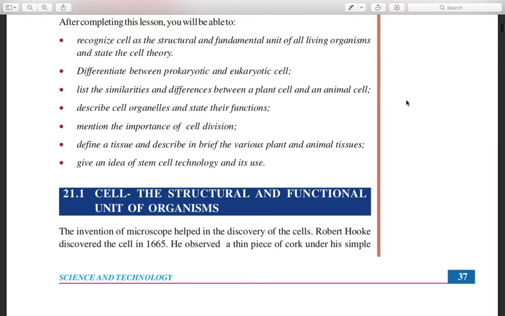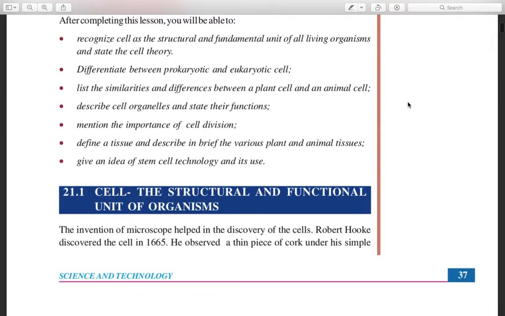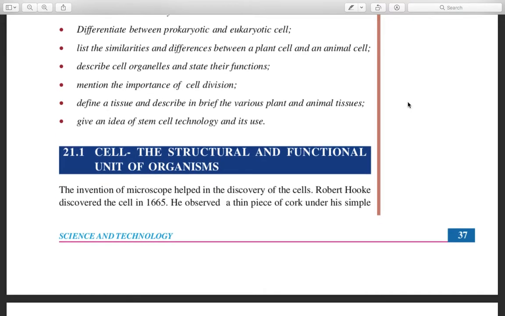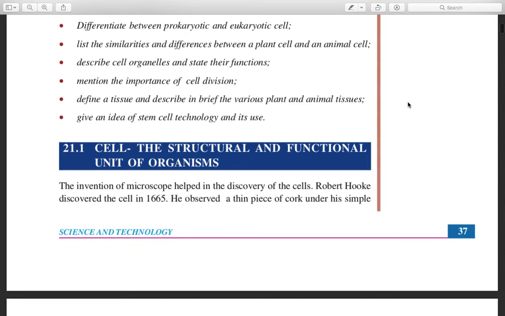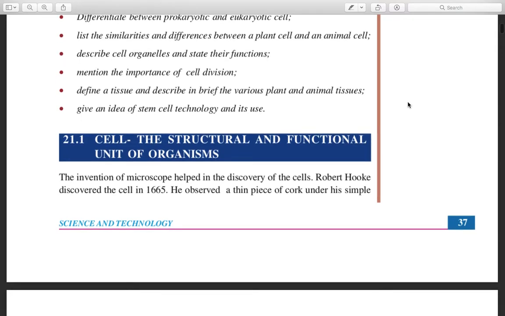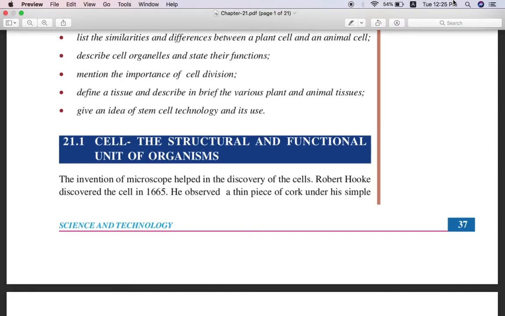The next point is that we will be able to differentiate what is a prokaryotic cell and what is a eukaryotic cell. That is the second objective. And we will be able to list the similarities and the differences between a plant cell and an animal cell. And we will be able to describe cell organelles. Organelles are the parts which are found in the cells, and also we will be able to state their functions.